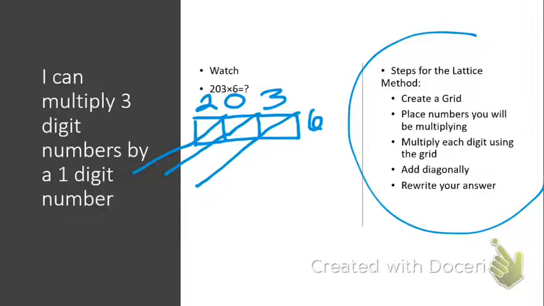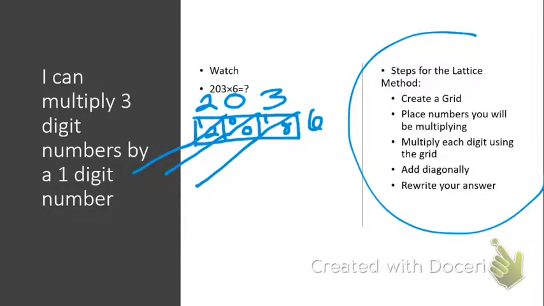So the 3 and the 6 share a box, so I'm going to do 3 times 6, and I should get 18. So I'm going to put my 1 up top and my 8 on the bottom, so it still looks like an 18. And then I'm going to just keep going. 0 times 6, they share a box, that is 0, so I'm just going to put 0. And then 2 times 6, well, hopefully we all know that that is 12. Okay. And then now I just add diagonally.